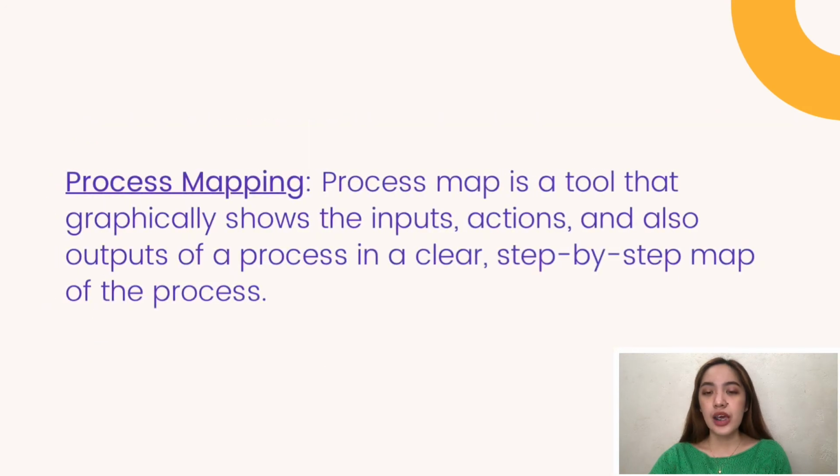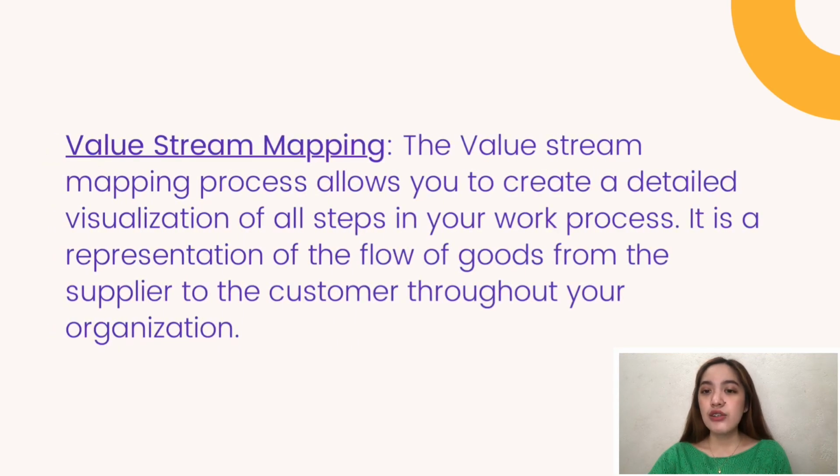Process mapping. A process map is a tool that graphically shows the inputs, actions, and also outputs of a process in a clear, step-by-step map of the process. Value stream mapping. The value stream mapping process allows you to create a detailed visualization of all steps in your work process. It is a representation of the flow of goods from the supplier to customer throughout your organization.